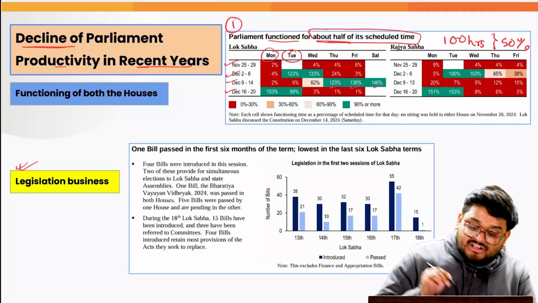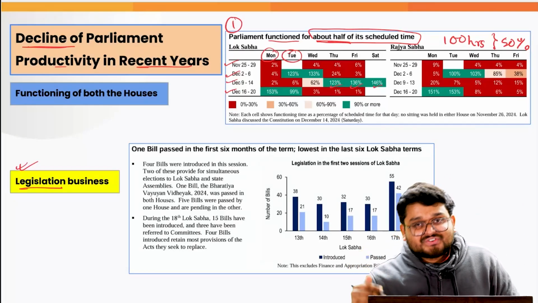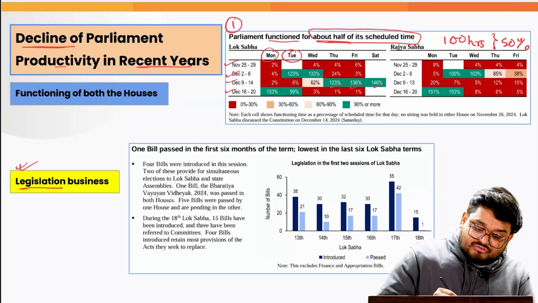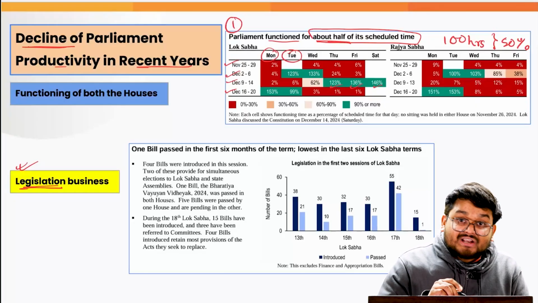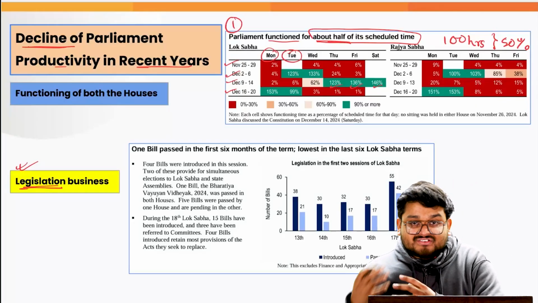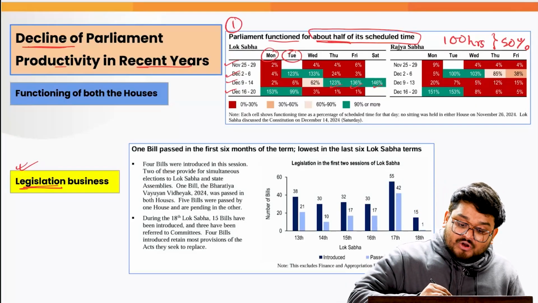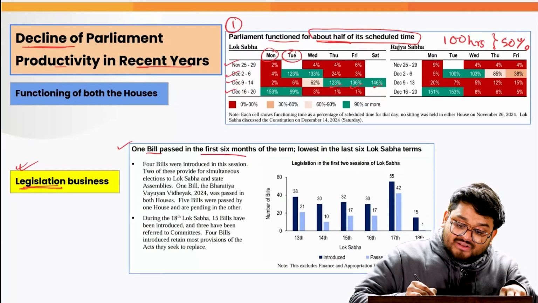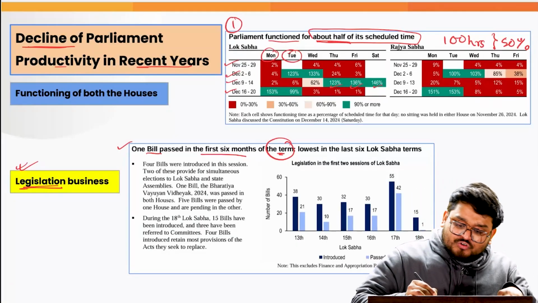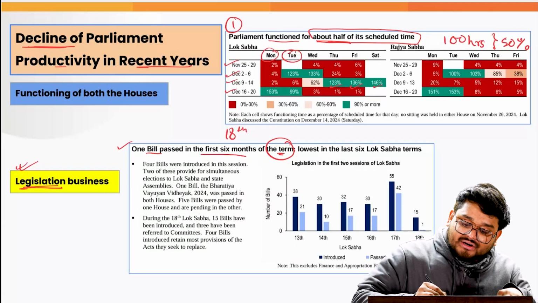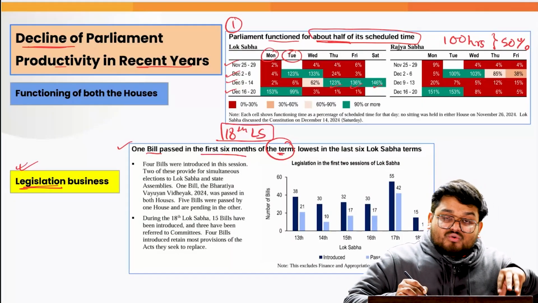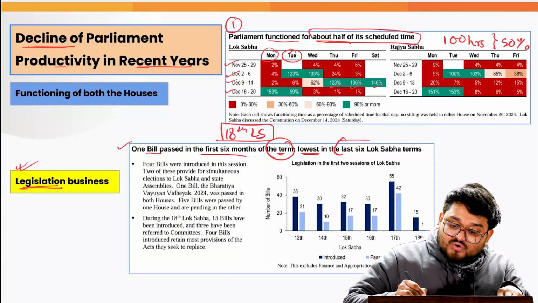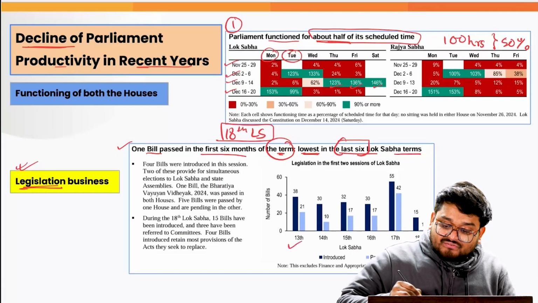Next, when we talk about the legislation business, we know that one of the most important tasks for the parliament of any country, including our own, is to frame legislation, to deliberate on that, to suggest changes, to discuss, debate, and so on. But we have to understand only one bill has been passed in the first 6 months of this present term of the government. So with reference to the 18th Lok Sabha, which is ongoing right now, only one bill has been passed as of now, which is the lowest in the last 6 Lok Sabha terms, as you can see here, 13th, 14th, 15th to 18th.